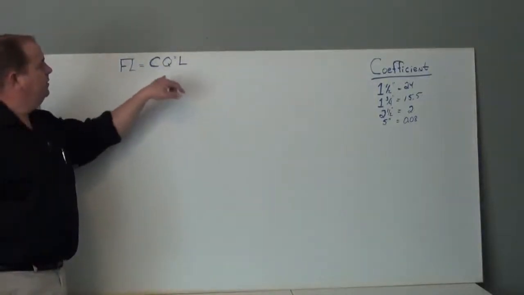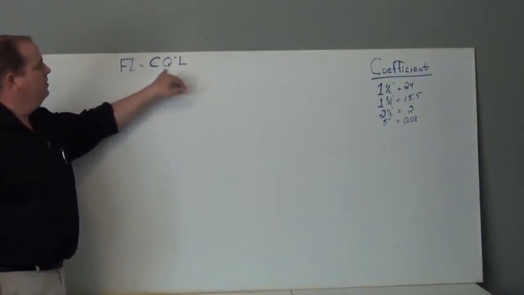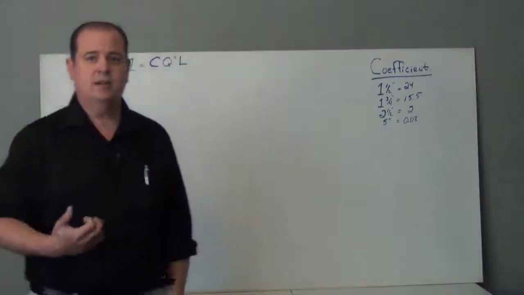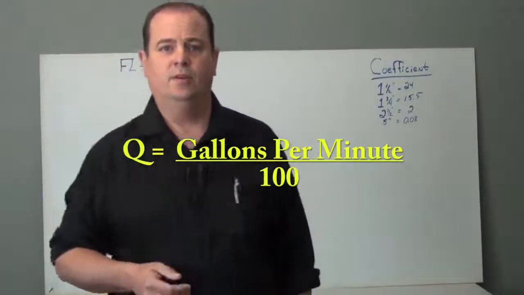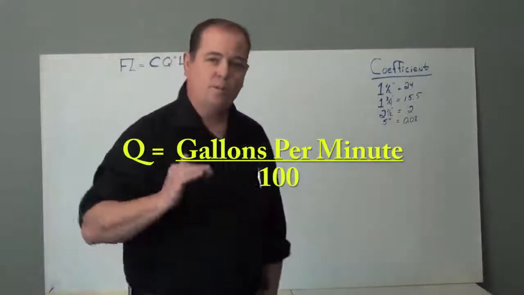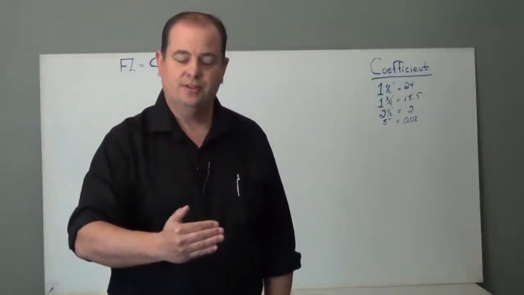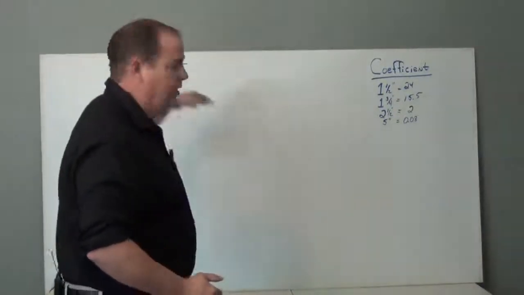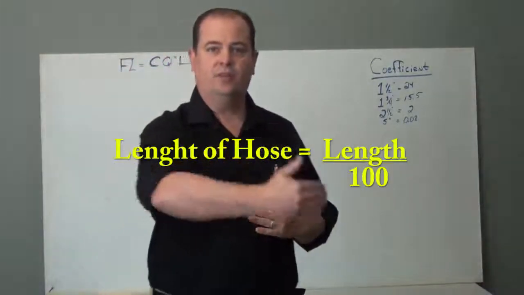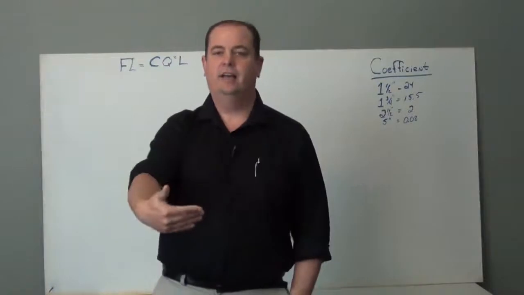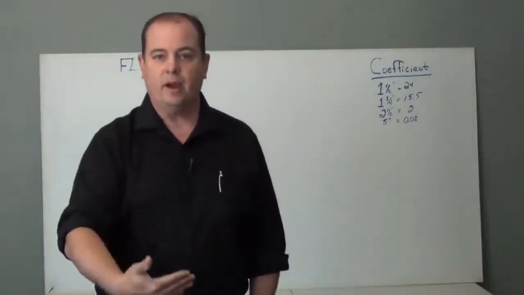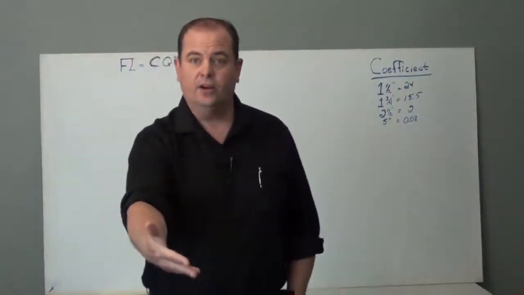Q squared L, the remaining portion of the equation. Q, this is where people mess up on doing the equations. Q means gallons per minute, quantity, if you will. Quantity is per 100 gallons. Length of hose is 100 feet. So this is my first method on actually doing the equation, is to break it down or write it out exactly how you're going to do it.